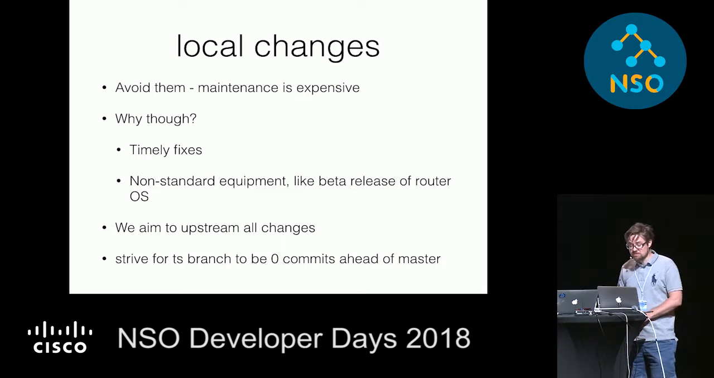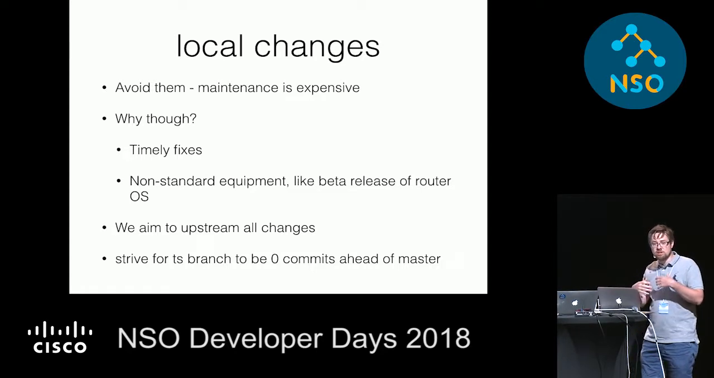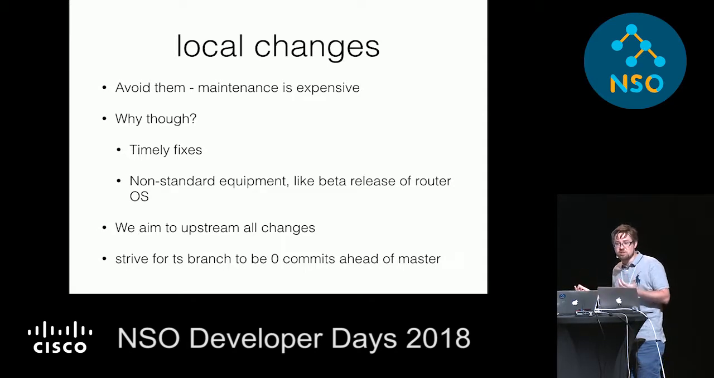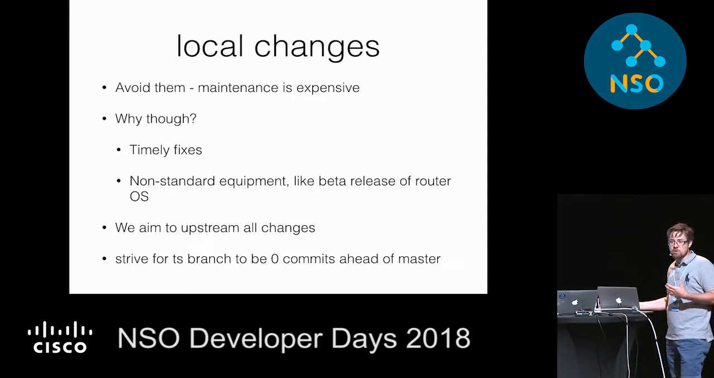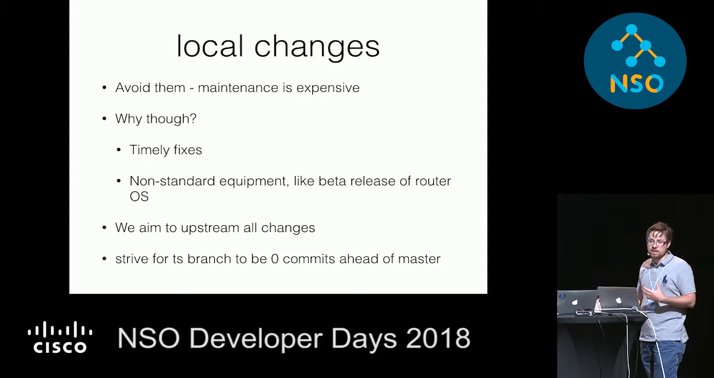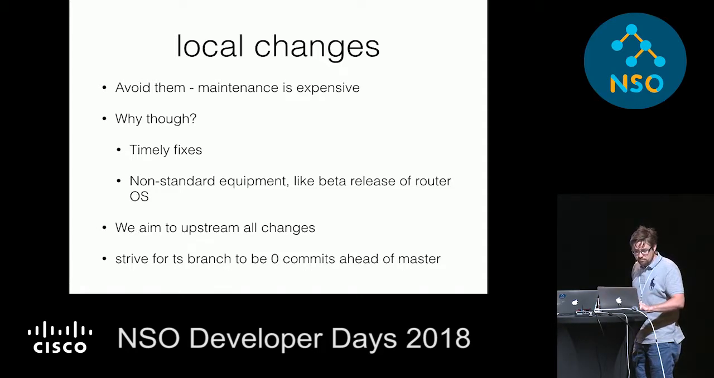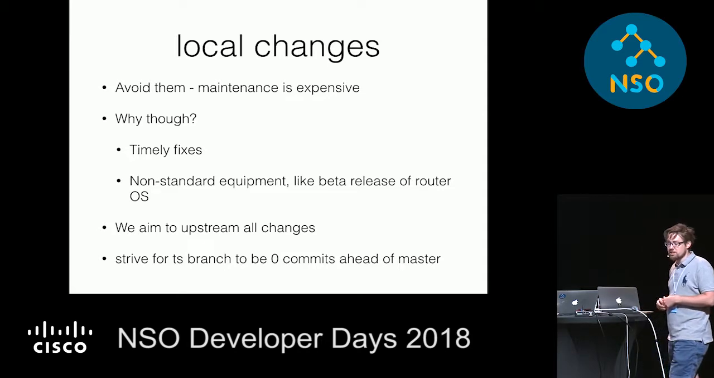We generally strive not to have them. Maintenance is sort of expensive, and we'd rather have Cisco do this for us. However, reality often forces your hand. So we end up making changes. Maybe we're under time pressure. We have to come up with a solution, we do it ourselves. Sometimes we have beta software running on the routers, and we have to make adaptations to make it work with them. So we just end up having local changes.